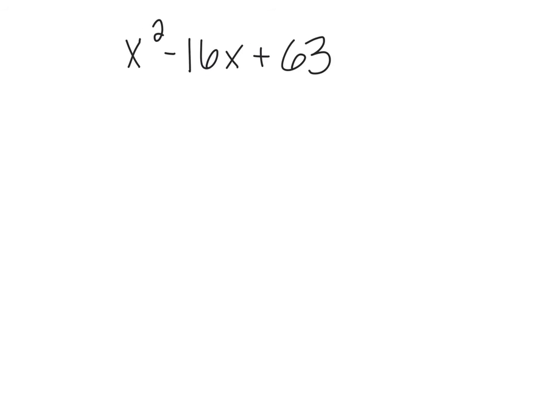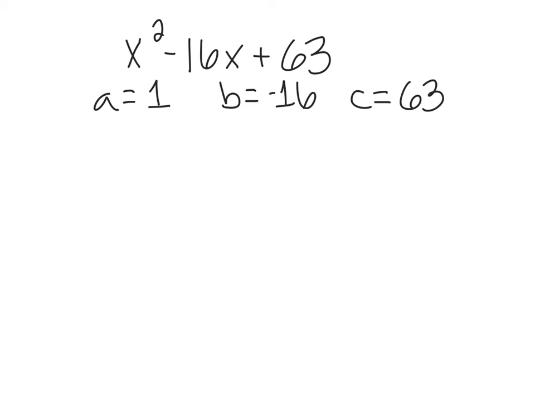All right, I'm going to identify my a, b, and c. A equals 1, b equals negative 16, and c equals 63. So I need factors of positive 63, bear in mind, that are going to give me a sum of negative 16. There are a number of ways you can try this. I like to make my list, so I'm going to do that.